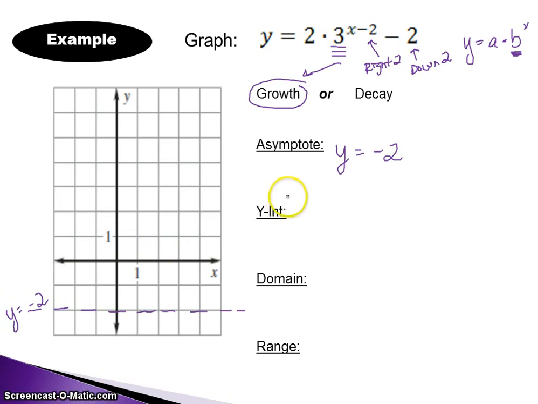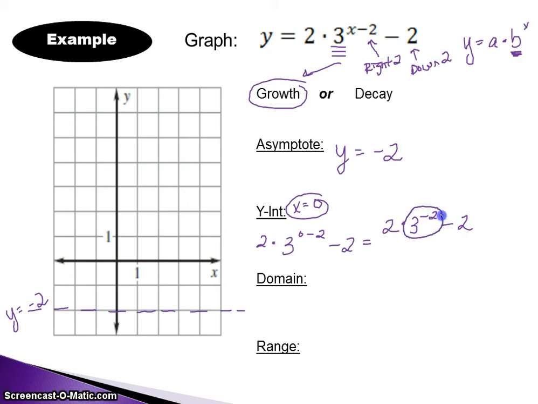Second thing is my y-intercept. So again, y-intercept every single time, in order to be a y-intercept, x has to be 0. So plug it in, let's see what we get. We get 2 times 3 to the power of 0 minus 2, minus 2. Well, 0 minus 2 is -2, so I have 2 times 3 to the -2, minus 2.